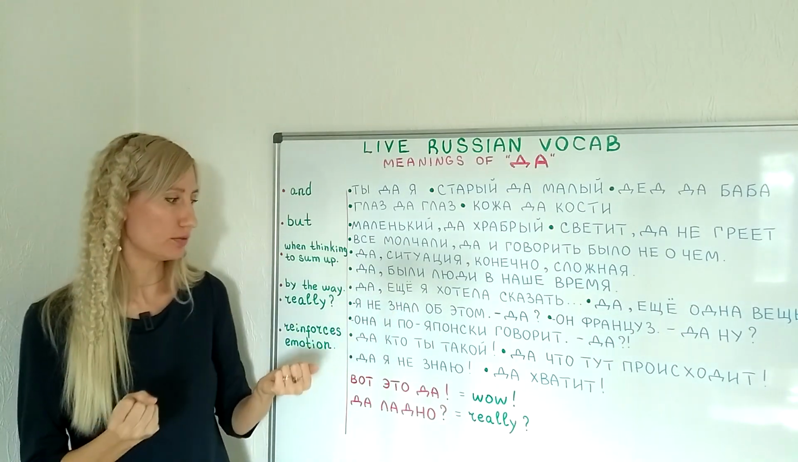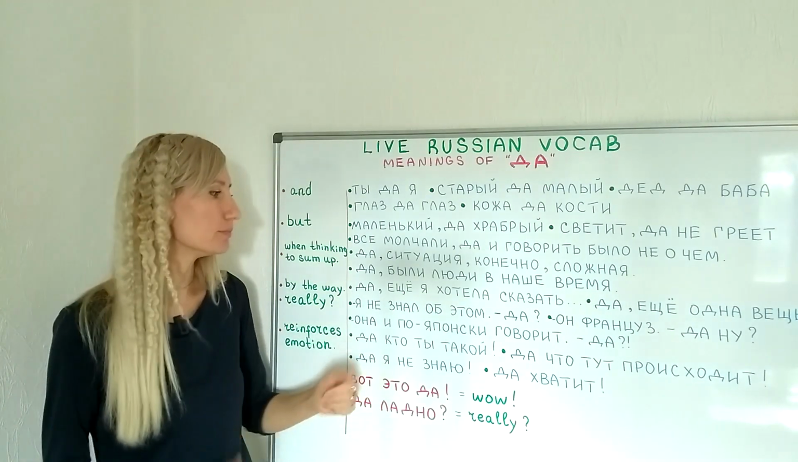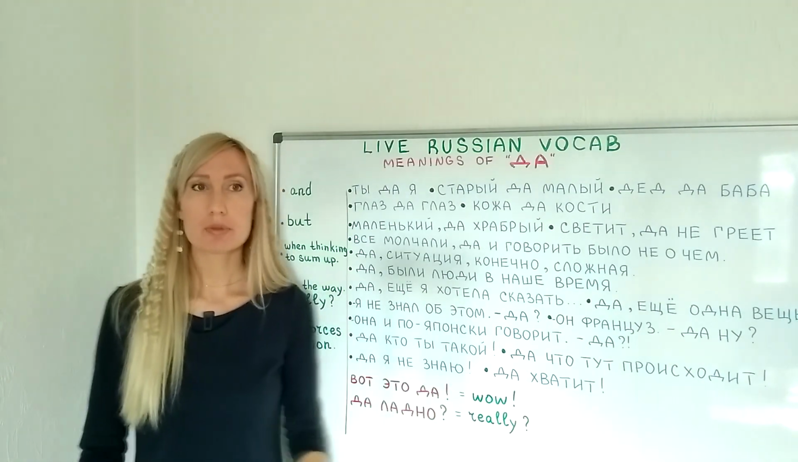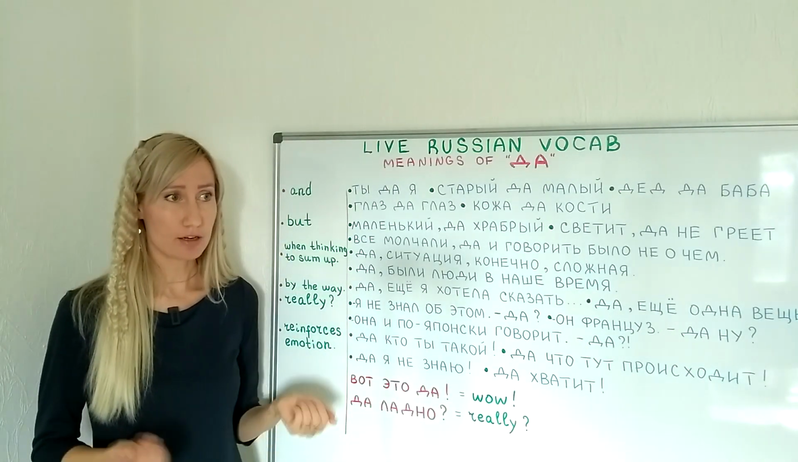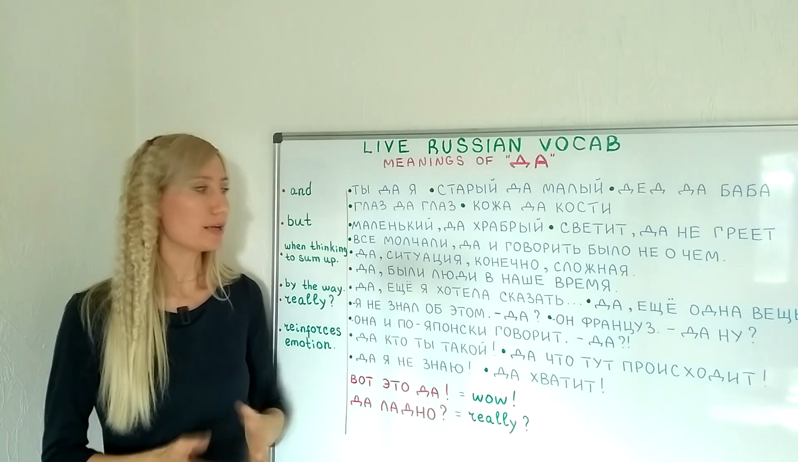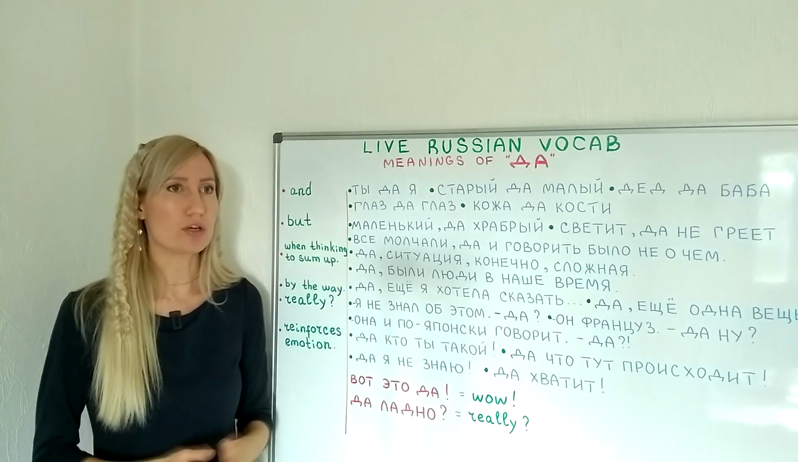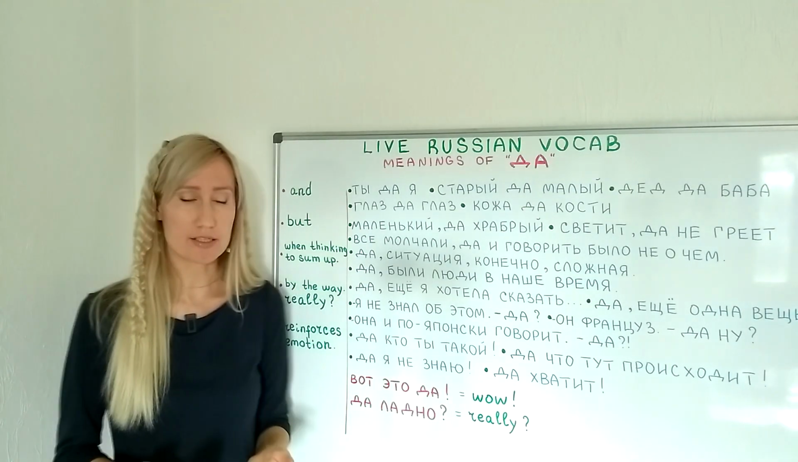Yeah, particles. That's their role. Yeah, and here it's clear. It's like je or li. They are also particles. Or one more example. Да хватит. It's enough. Let's say I already said хватит, enough, but they didn't stop, and I'm saying да хватит or да хватит уже. So it's enough already.